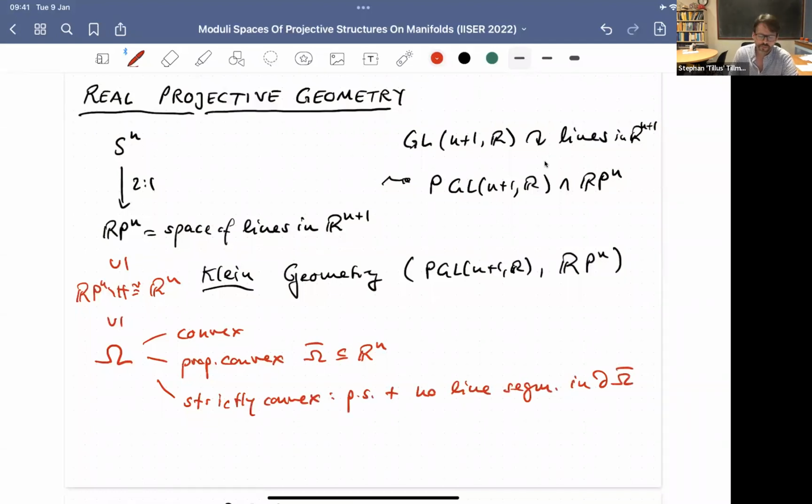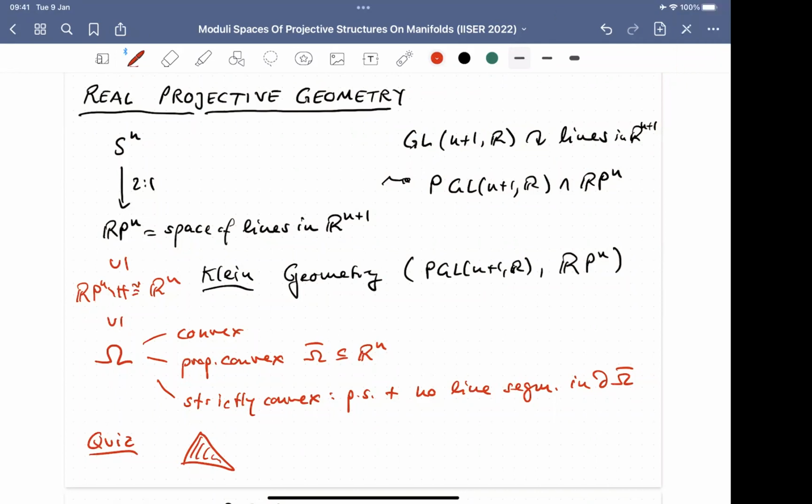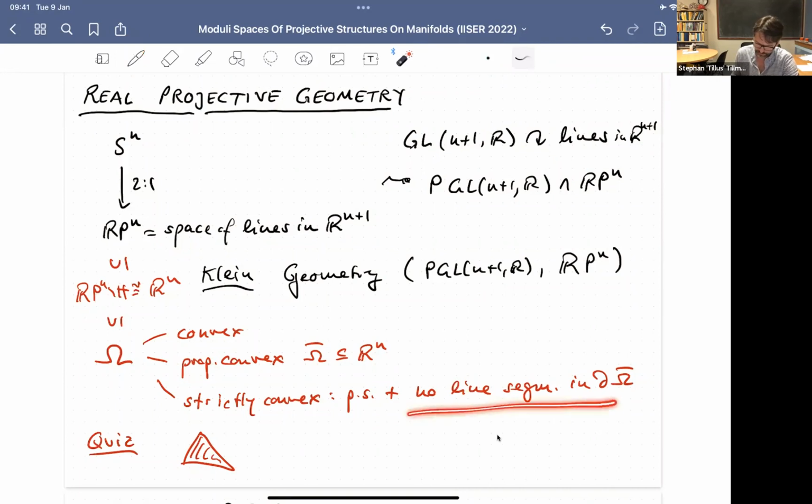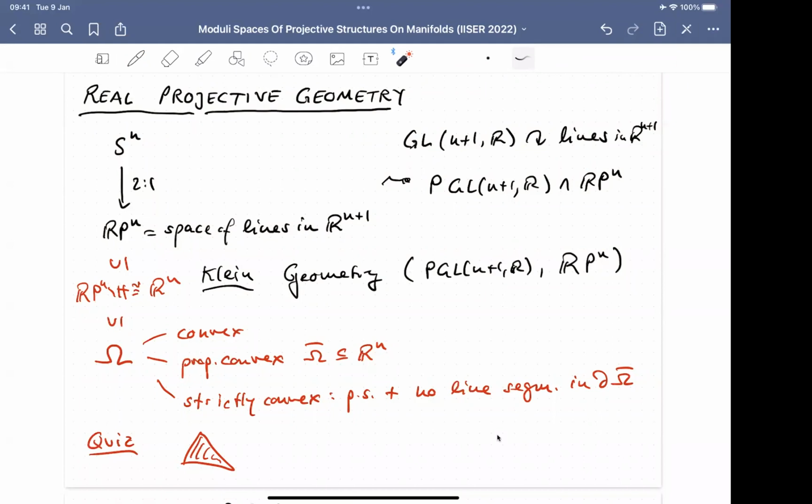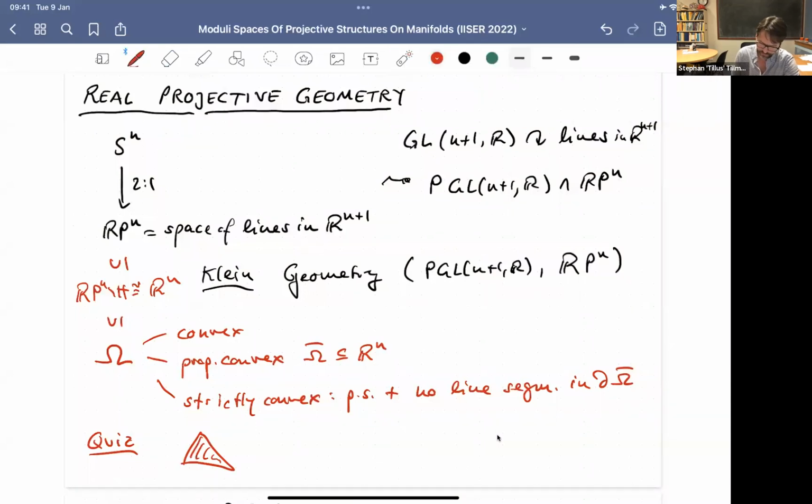Okay, so maybe a little quiz. If I show you this set here, is it convex? Yes, it's convex. Is it strictly convex? Strictly convex was meant to be no line segments in the boundary of the set. Oh, I see. So it's not strictly convex, that's what you're saying. Yeah, it's not strictly convex, exactly. Here I see some straight line segments in the boundary, so it's not strictly convex.